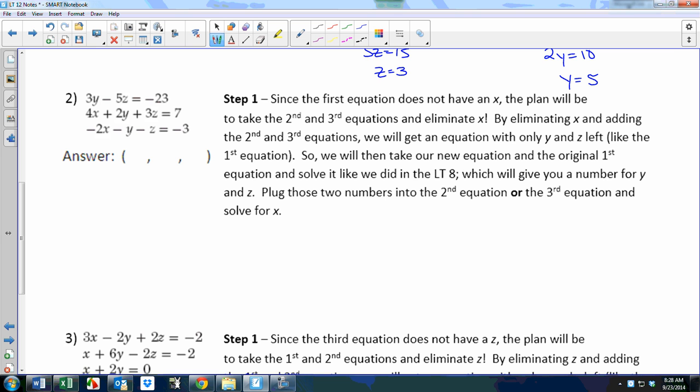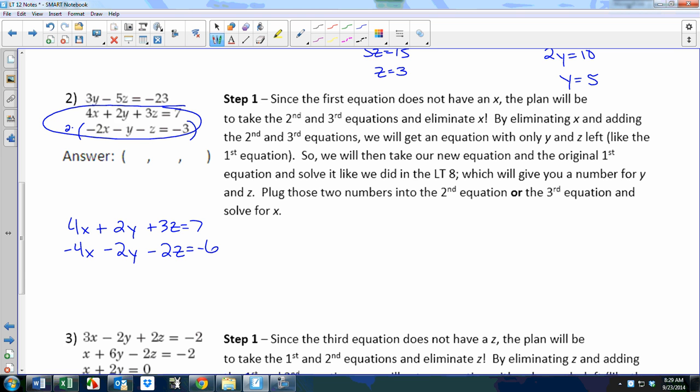Because of the way this problem's set up, it's going to be best if we eliminate x in the second and third equation, and then pair our answer with the original. So what are we going to do to eliminate x? We'll have to multiply the third equation times 2. So when we do, I'll just copy the original second equation down. I'm going to double everything in the third equation. So negative 4x minus 2y minus 2z equals negative 6. And then add them to eliminate x.